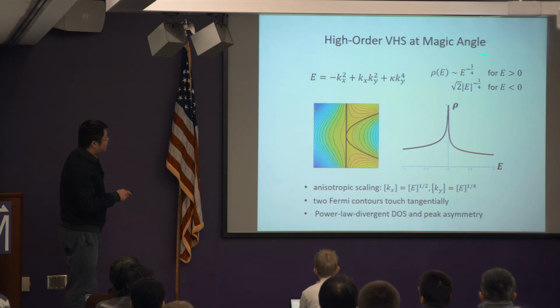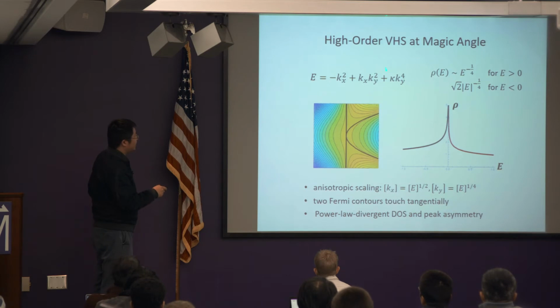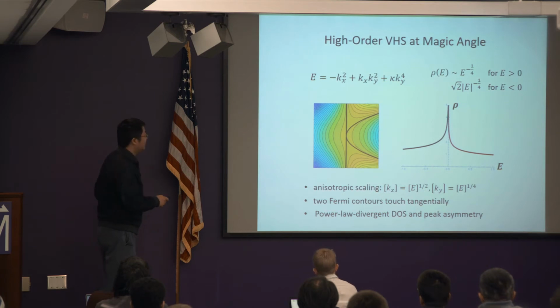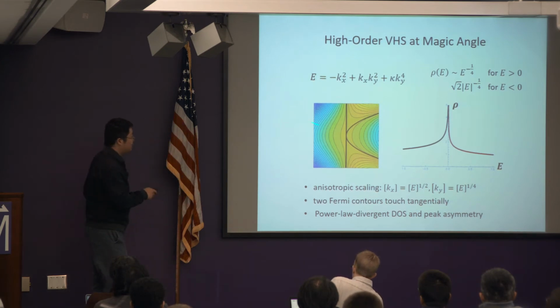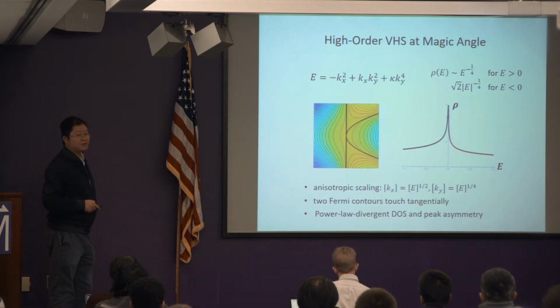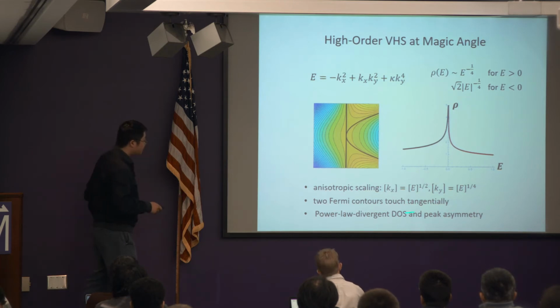And when we look at the tensor states for this dispersion shown here, in addition to this kx to the 3rd power term, it turns out that you can also include the ky to the 4th term, and these 2 terms actually have the same scaling. kx has a scaling dimension of energy to the power of 1/2, ky has a dimension of energy to the 1/4. So both terms have the same units of energy, so they should both be included. But including this extra term doesn't change the fact that the 2 Fermi contours touch each other tangentially. So this is a defining property of this type of high order Van Hove singularities. We call it type 2.